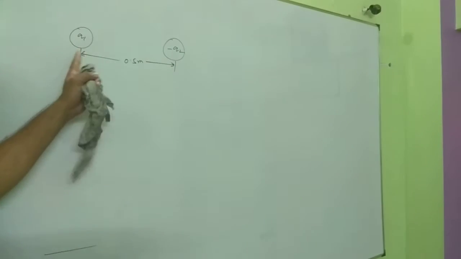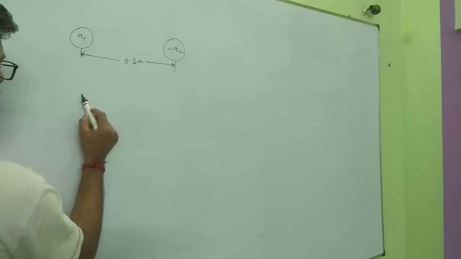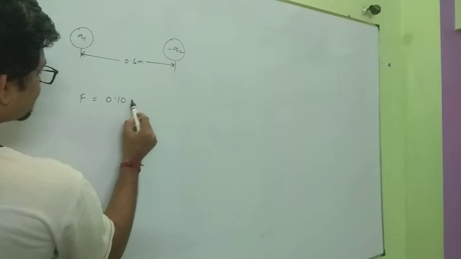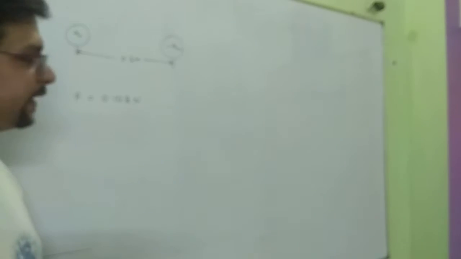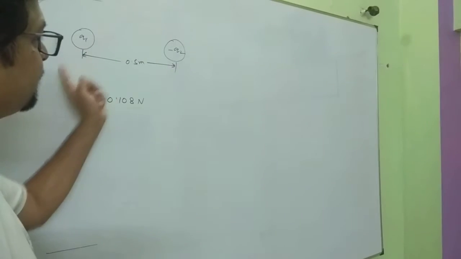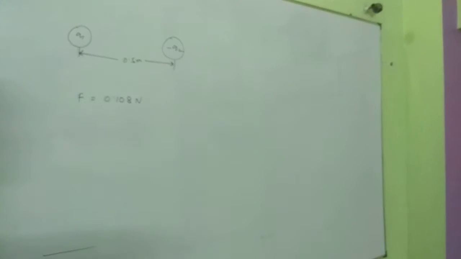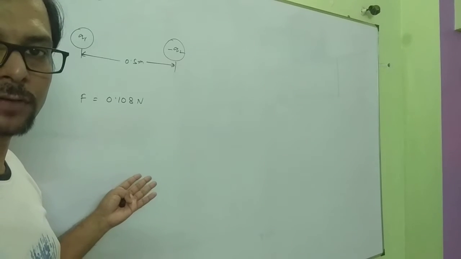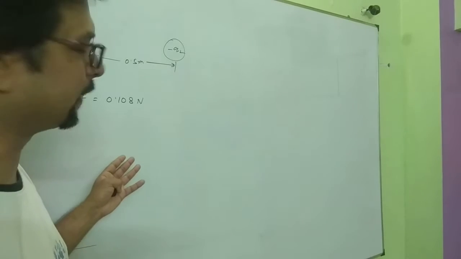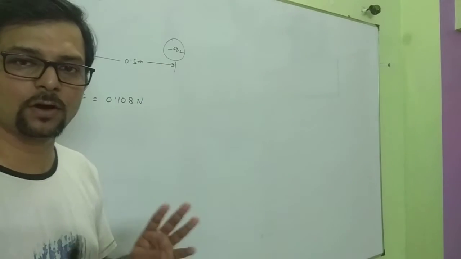So obviously one is q1, one is minus q2, so the force will be attractive in nature, and the force is given as 0.108 Newton. Now the same thing, if they are momentarily touched with each other, then the force becomes 0.036 Newton, and they are asking to find the value of q1 and q2.